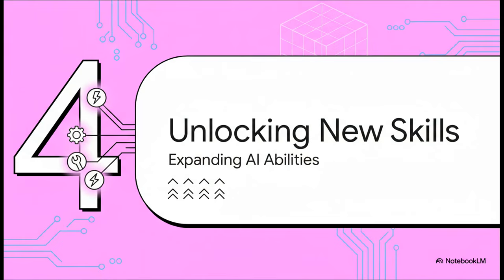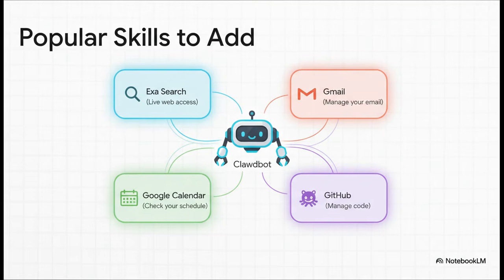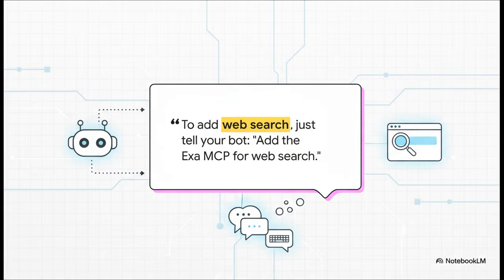Okay, so you have a working AI assistant, which is awesome. But right now, it's really just a chatbot. In Section 4, we're going to unlock its true power by giving it new skills and connecting it to the real world. The real magic of Clawdbot comes from skills. Seriously, just think of them like apps for your AI. You can give it live web access with Exa Search, let it manage your Gmail or Google Calendar, or even have it help you with your code on GitHub. The possibilities are huge.